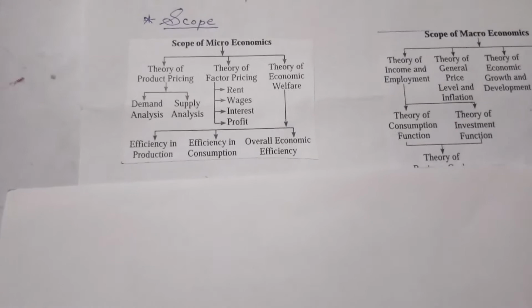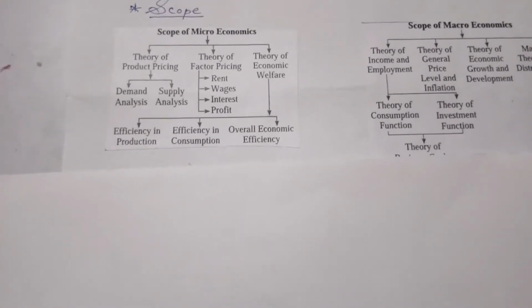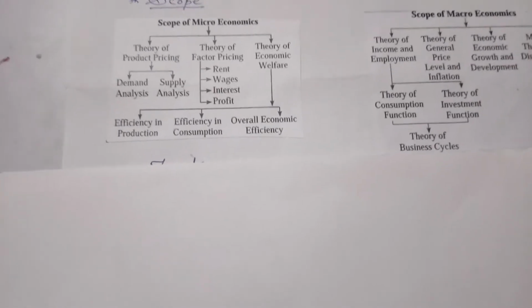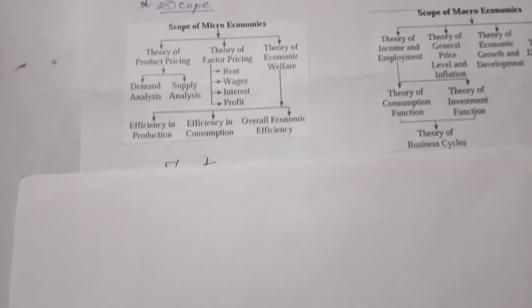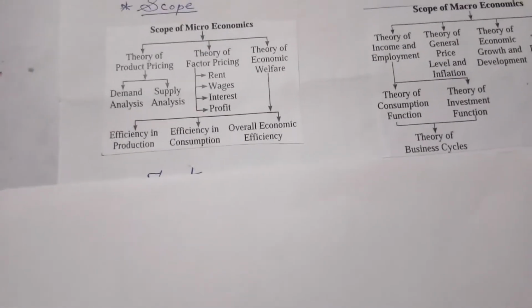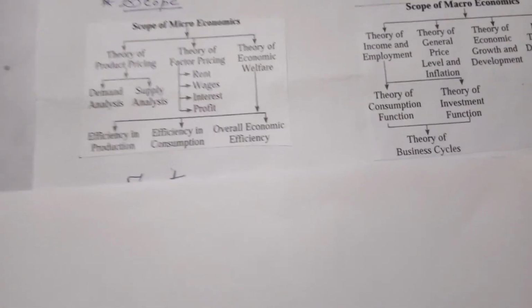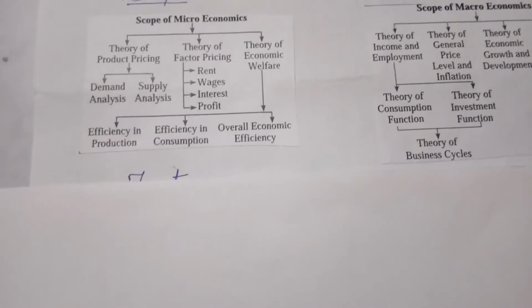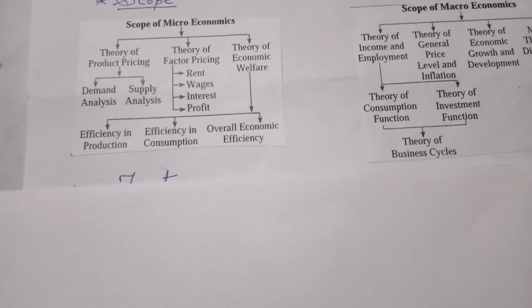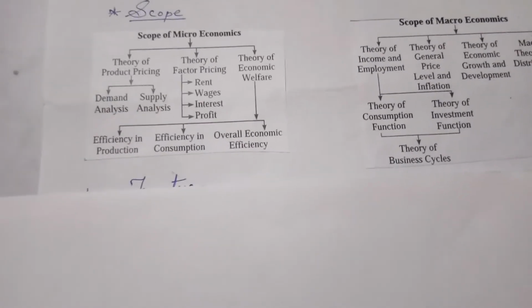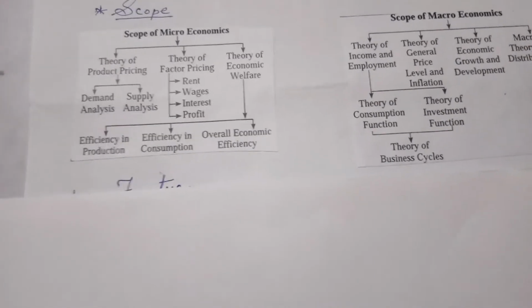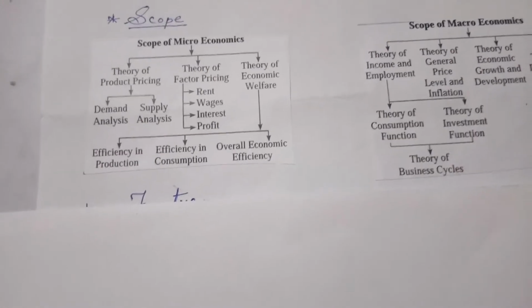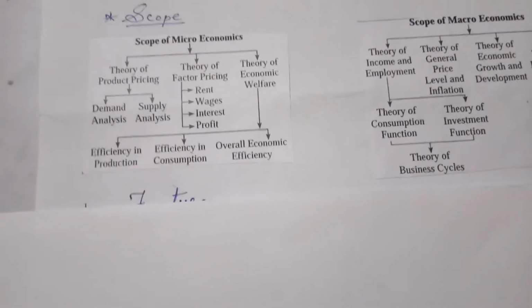Theory of economic welfare: microeconomics will help you in the development of economic welfare. From that economic welfare, there will be efficiency in production, efficiency in consumption, and overall economic efficiency. So the theory of economic welfare shows efficiency in production, efficiency in consumption, and efficiency in the overall economy.